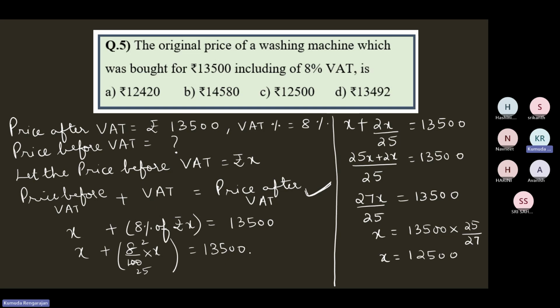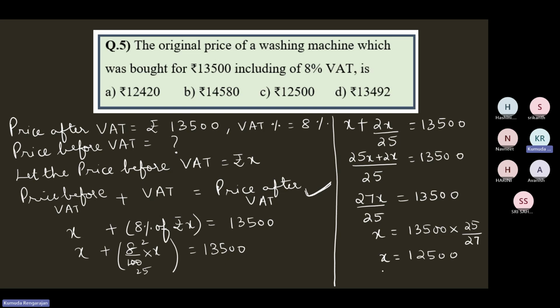So solve this equation. X plus 8%, means 8 by 100, of X, is equal to 13,500. You can simplify this fraction. It becomes 2 by 25. So 2x by 25, and then LCM 25. Then 27 by 25 on the other side becomes the reciprocal, 25 by 27. So the value of X is 12,500.